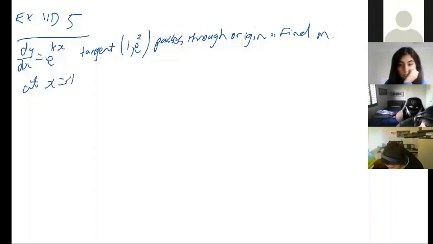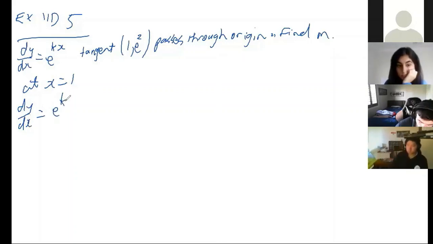At x equals 1, we get dy/dx equals e to the k. I found the gradient. Hence, it says determine the value of k. That's part A, determine the value of k. So we'll find the gradient of this tangent. Well, let's try and work out k.